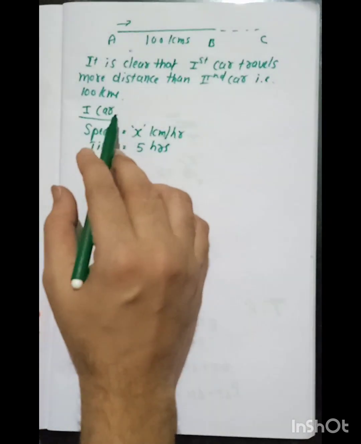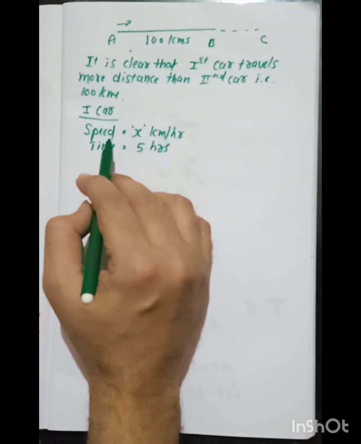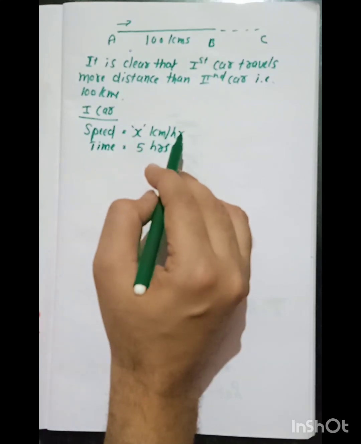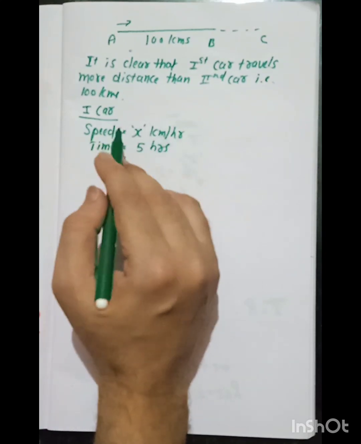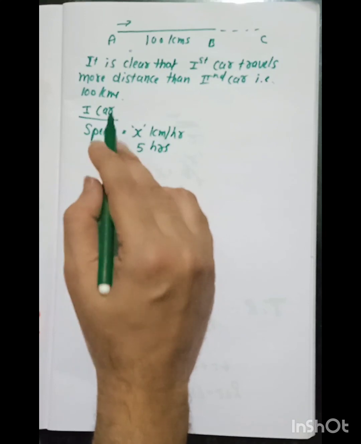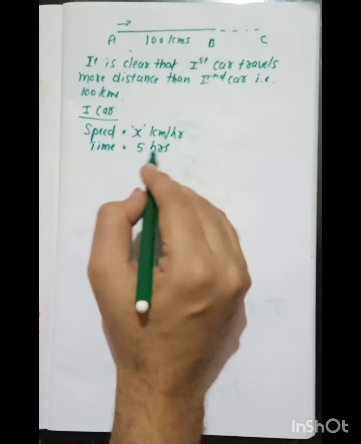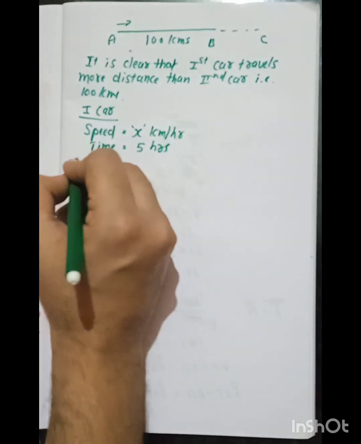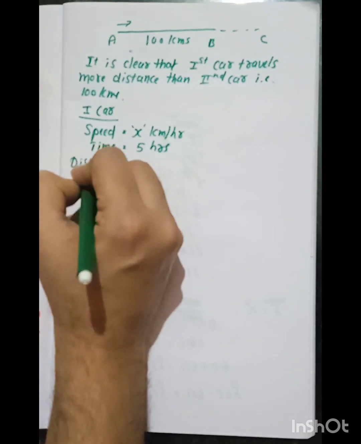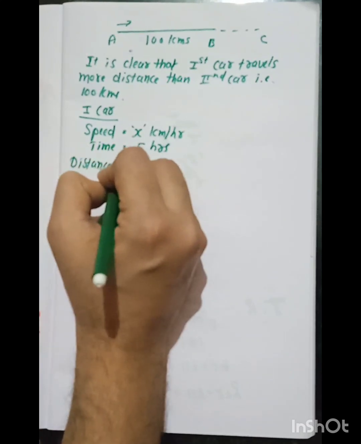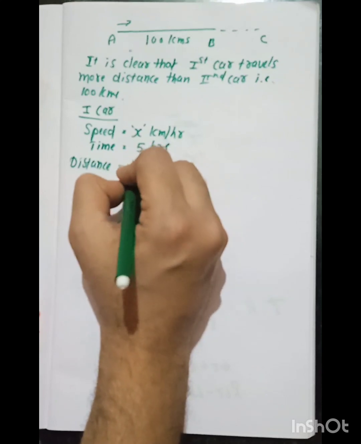So the speed of the first car is taken as x kilometers per hour. The total time taken by the first car to reach point C is 5 hours. So we can take distance traveled becomes speed into time.